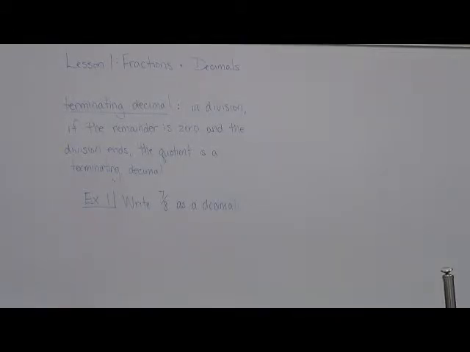We are on to Unit 5, which is all about rational numbers, which a rational number is just a fraction. We'll get to that later in the chapter. But for today, we're just going to talk about fractions and decimals and how to convert between decimals and fractions back and forth. So the first thing we need to know is what a terminating decimal is.